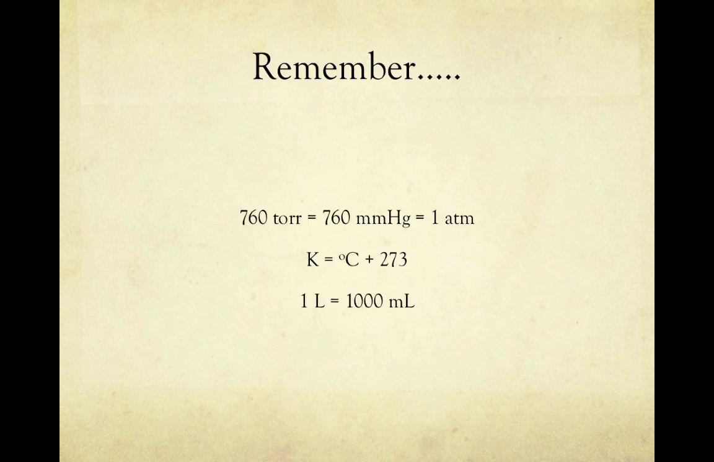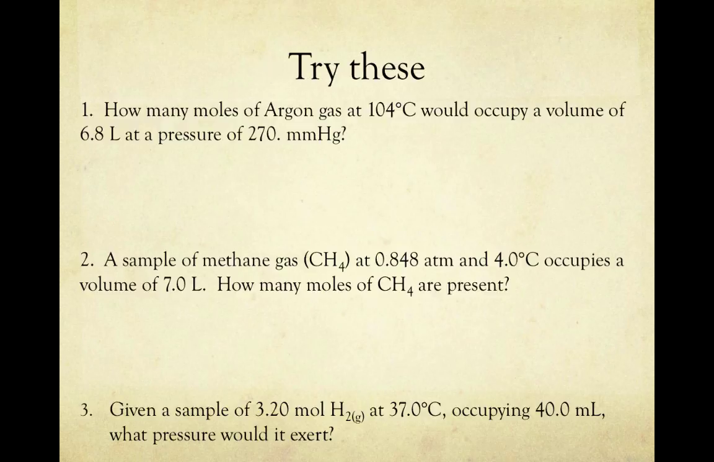Just a reminder of some conversions before we move on. Remember that to convert between atm, torr, and millimeters of mercury, 760 torr is equal to 1 atm. To convert to Kelvin from Celsius, you add 273 to the Celsius temperature, and to convert from milliliters to liters, you divide by 1,000. Here are some example problems to try. We'll do the first one together, then you can try the rest on your own.